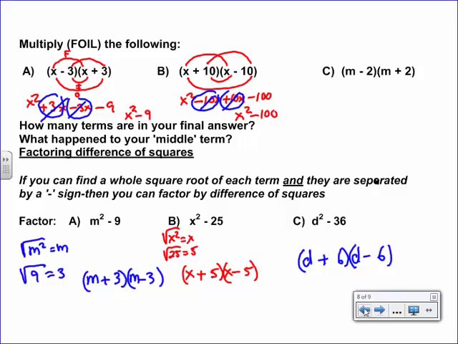That ends the factoring review. And we'll get on to a little bit more involved factoring in coming sections.